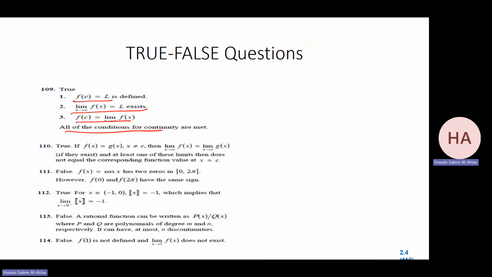And this is what he did also here. This means the limit is the same. If they exist, at least one of these limits does not equal the corresponding function value. Okay.